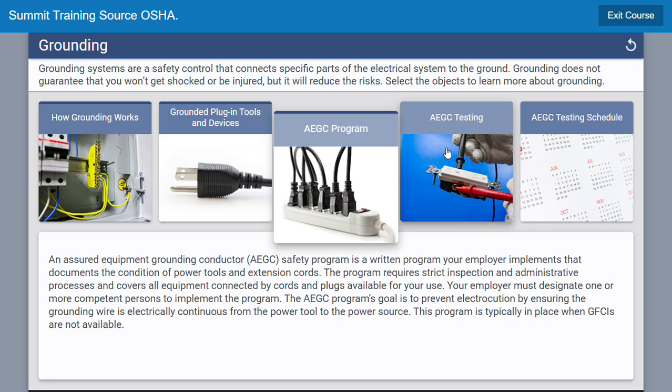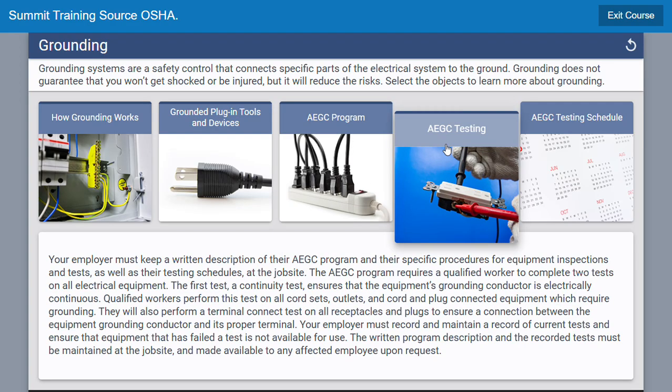An Assured Equipment Grounding Conductor, or AEGC, safety program is a written program your employer implements that documents the condition of power tools and extension cords. The program requires strict inspection and administrative processes and covers all equipment connected by cords and plugs available for your use. Your employer must designate 1 or more competent persons to implement the program. The AEGC program's goal is to prevent electrocution by ensuring the grounding wire is electrically continuous from the power tool to the power source. This program is typically in place when GFCIs are not available.